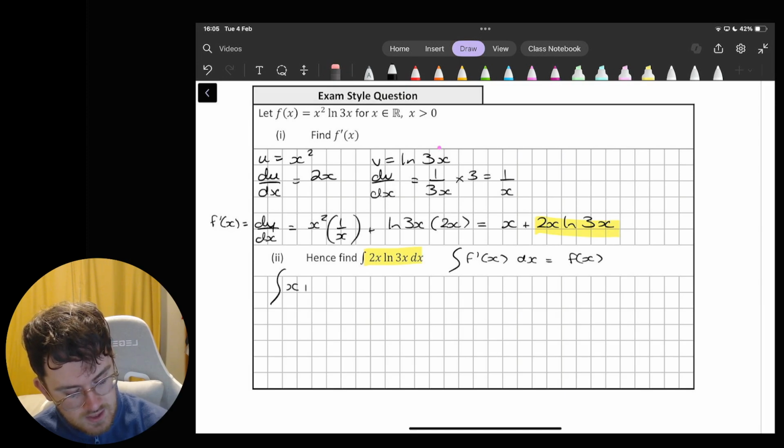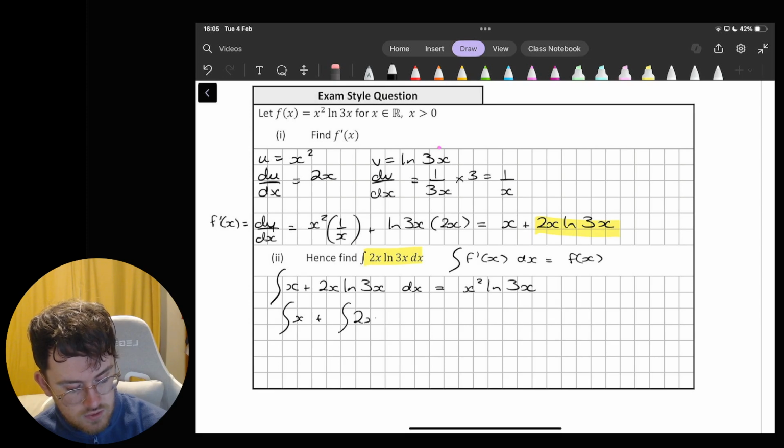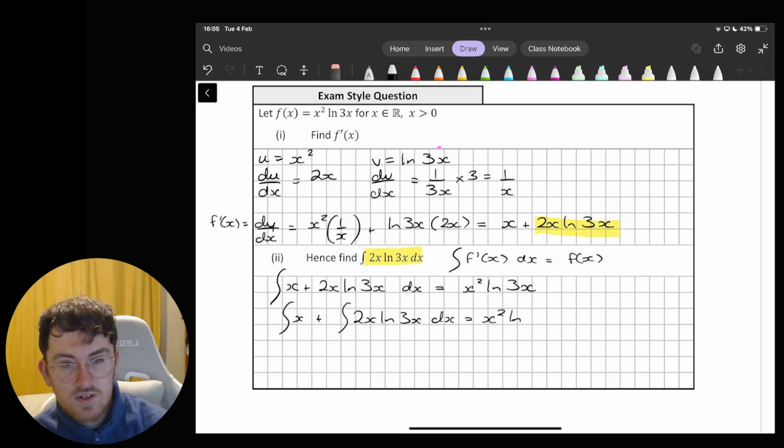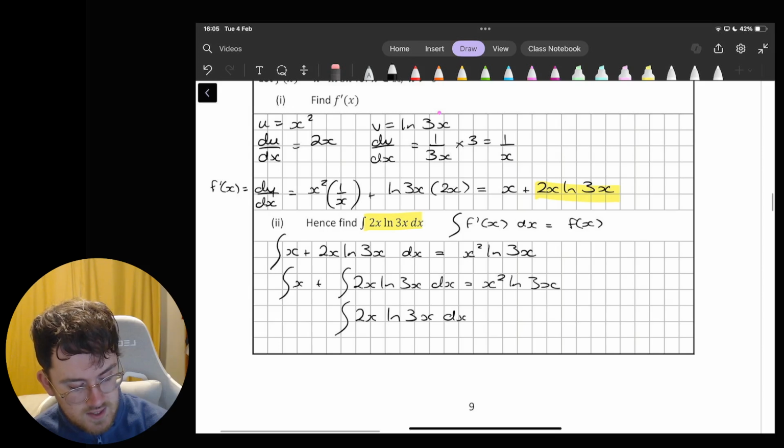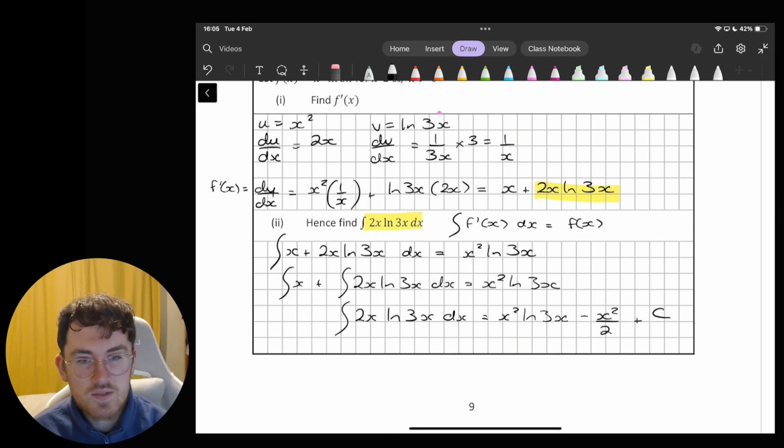So let's look at doing that. Integrating x plus 2x ln 3x dx, and that should be equal to x squared ln of 3x. So that's the integral of x plus the integral of 2x ln of 3x equals x squared ln of 3x. Okay, and we're essentially following all the same steps here now. So we'll bring that integral of x to the right hand side. We can also integrate it to be x squared over 2. And we can include our plus c as well at the end there.